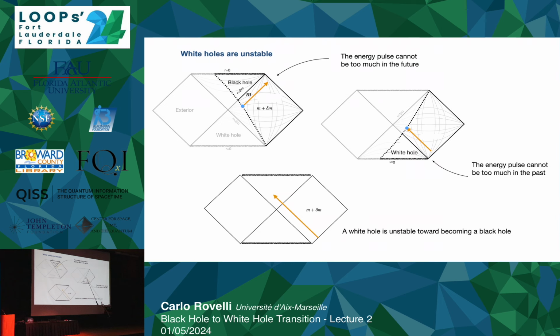At some point, it is in a radius smaller than 2m plus the energy, so it's inside a black hole. So if you do send some energy here, the energy comes in, but you just create a black hole. So a white hole, namely an anti-trapping horizon from which matter comes out and then there is no horizon, is unstable toward becoming a black hole, a white hole that becomes a black hole.